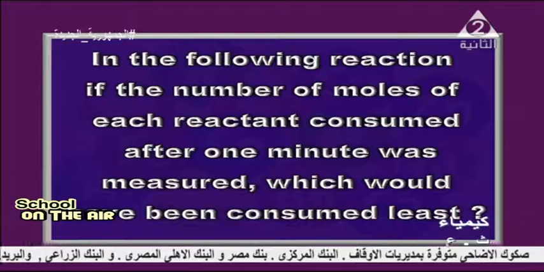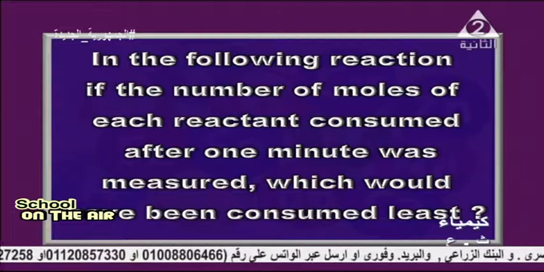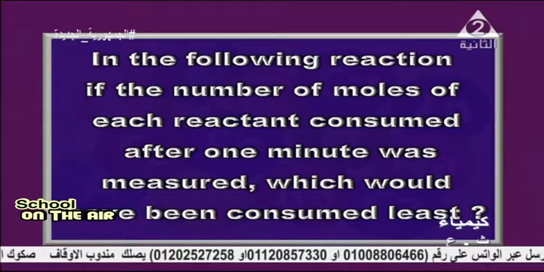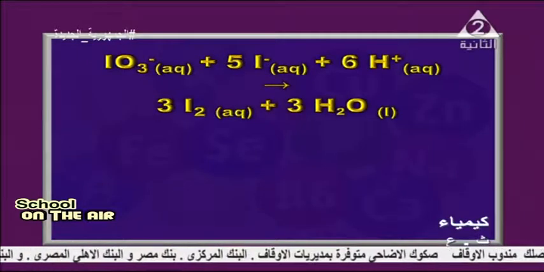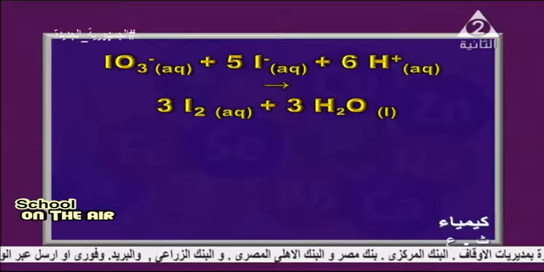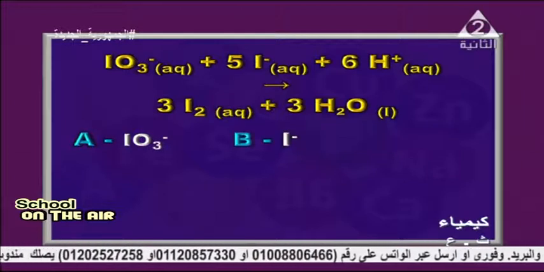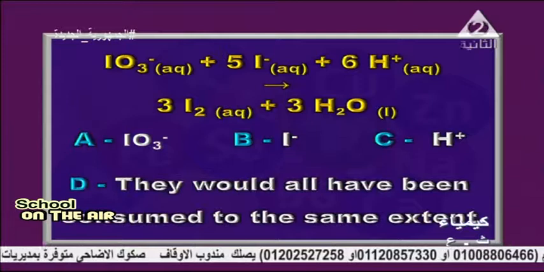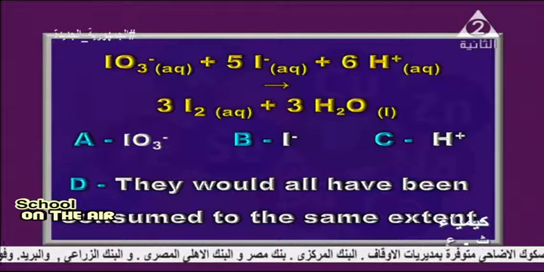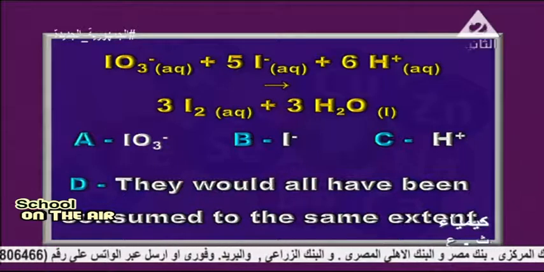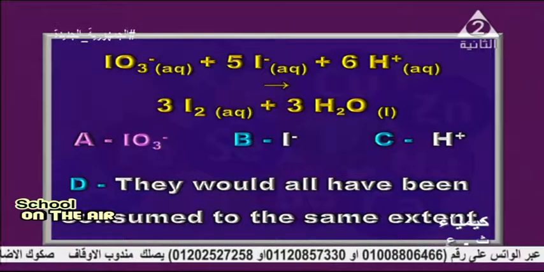Next one. In the following reaction, if the number of moles of each reactant consumed after 1 minute was measured, which would have been consumed at least? This equation represents the reaction. We are going to choose which one has the least consumed. Is it IO3-, or I-, or H+, or they would all have been consumed to the same extent? If you think about this, we have to choose the number of moles which are the least among the reactants. So the answer here will be IO3-.